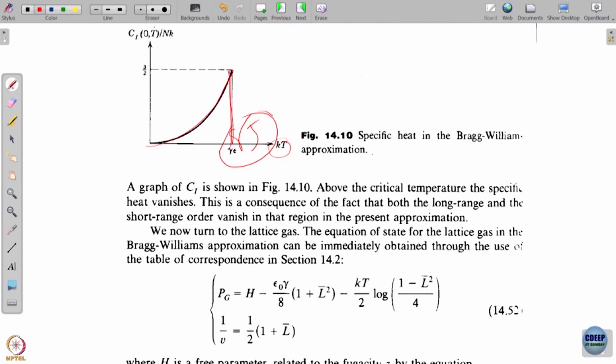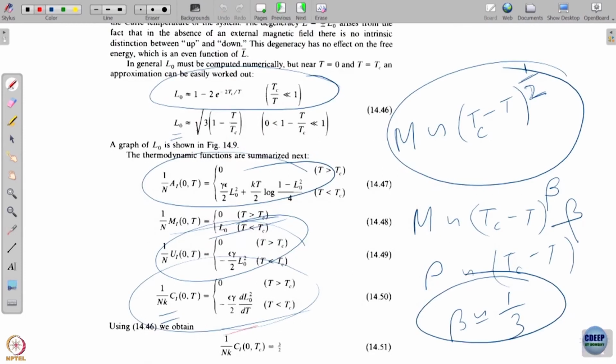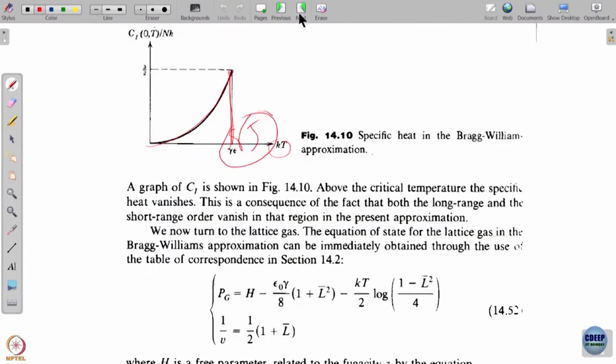Then similarly one can go to the lattice gas. This property comes from the solution here, you can figure it out, that we just described on the previous page. A similar behavior you get in the lattice gas, with very similar equations. A table of correspondence is given, and it is exactly the same. One model maps into the other model, and the predictions are exactly the same.